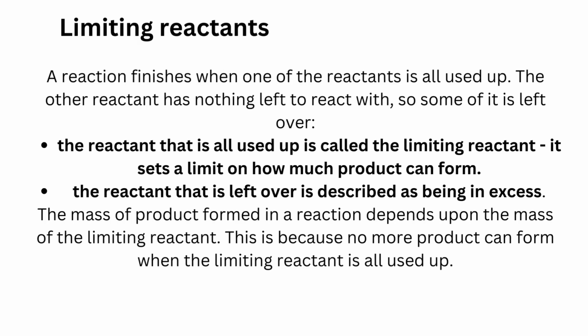The next subtopic is limiting reactants. A reaction finishes when one of the reactants is all used up. The other reactant has nothing left to react with, so some of it is left over. The reactant that is all used up is called the limiting reactant. It sets a limit on how much product can form. The reactant that is left over is described as being in excess. The mass of product formed in a reaction depends upon the mass of the limiting reactant. This is because no more product can form when the limiting reactant is all used up.